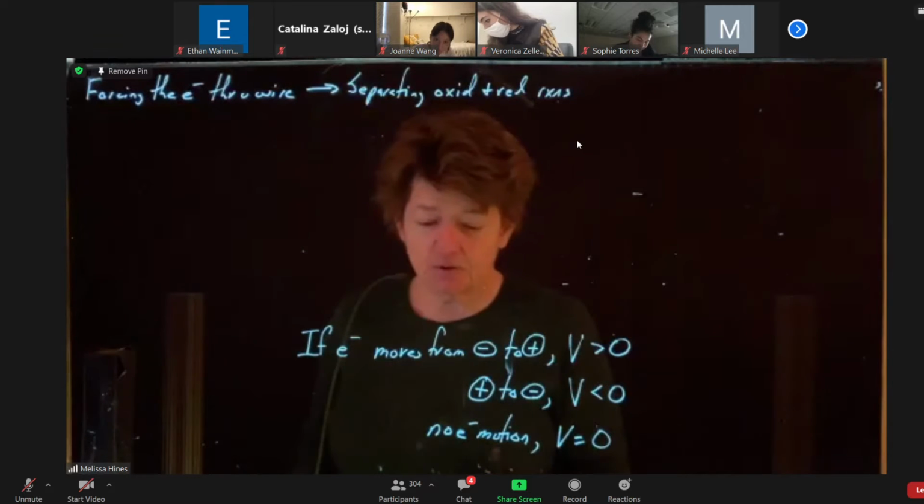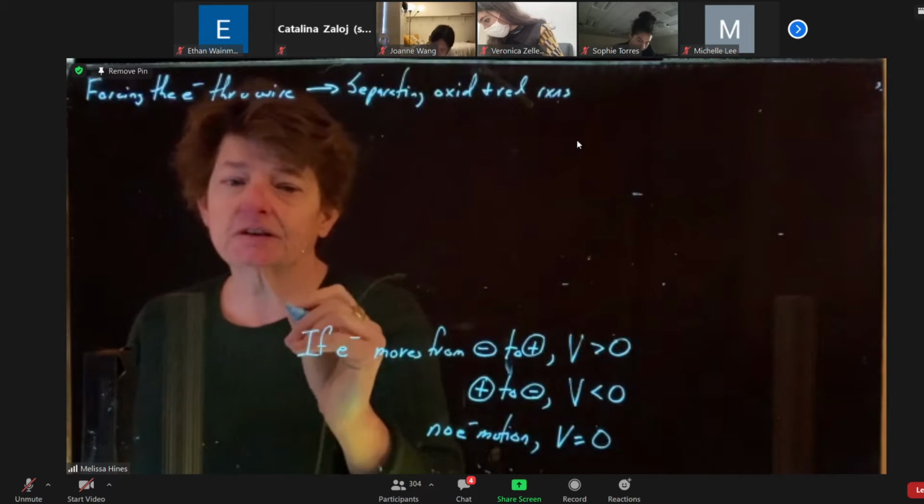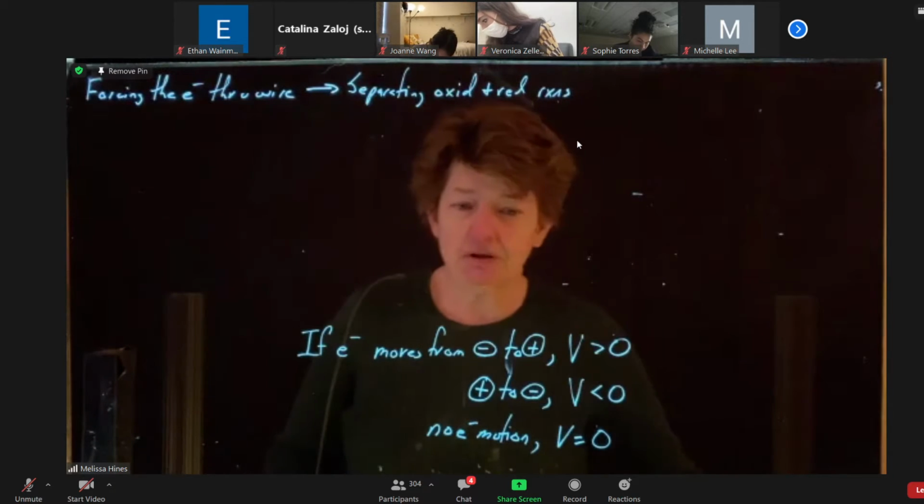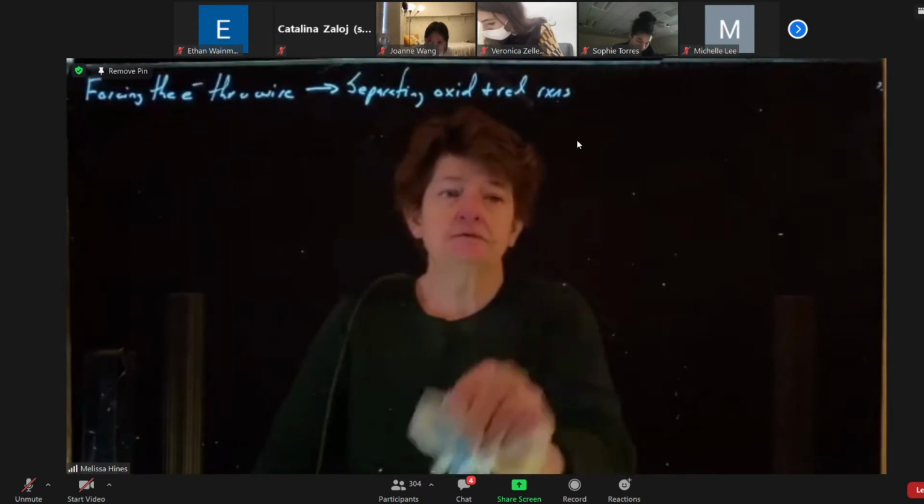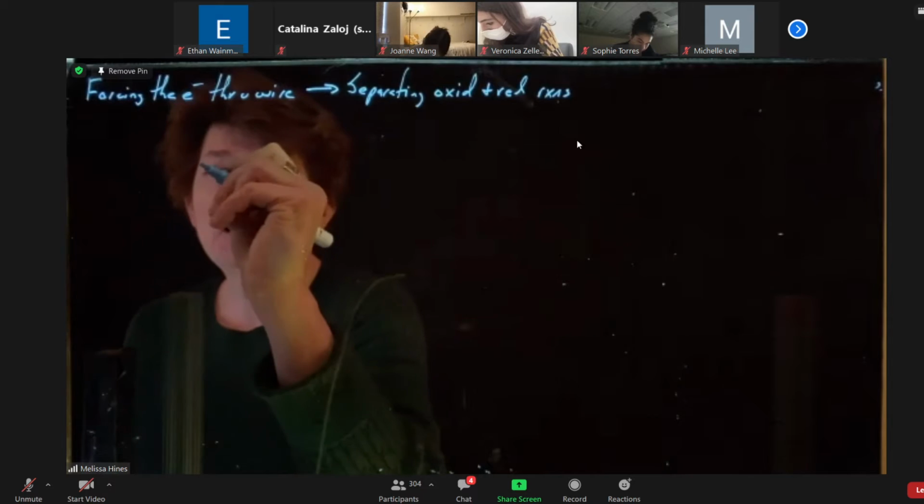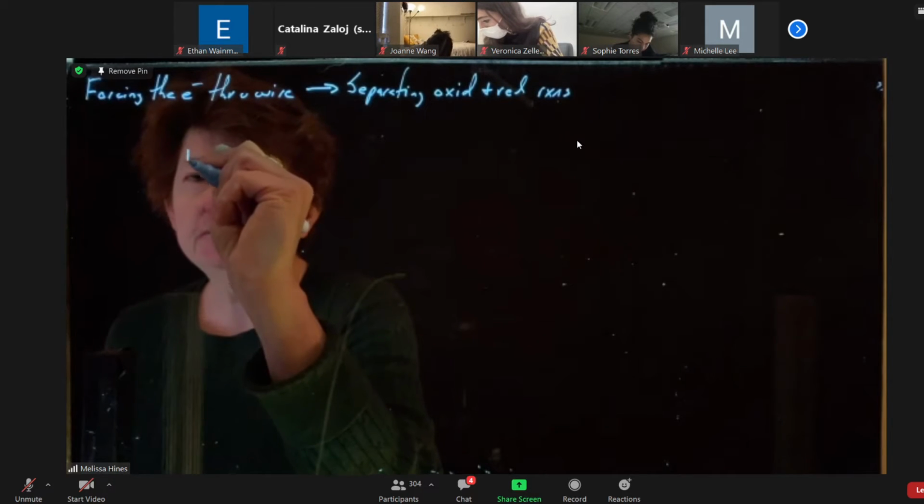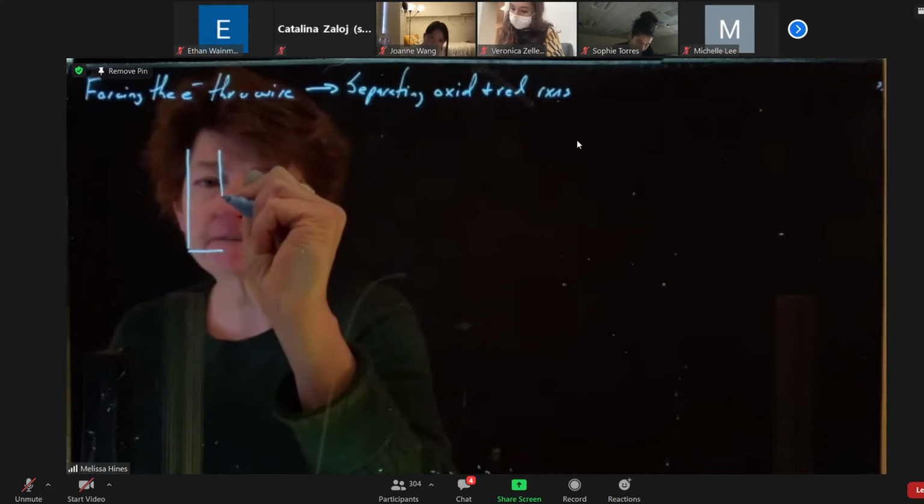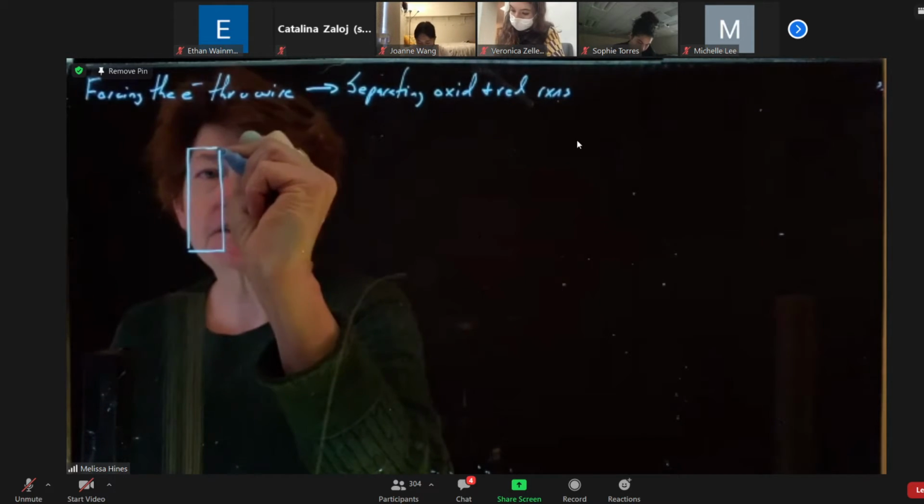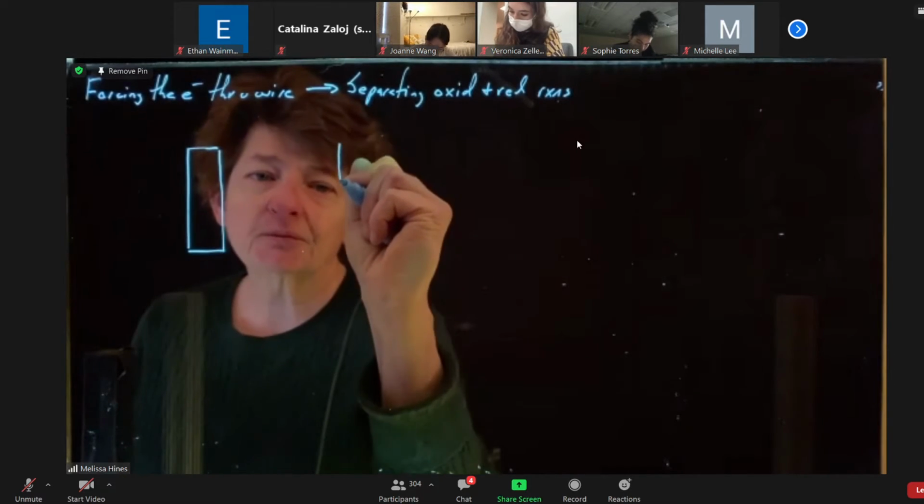Okay, so how are we going to do that? Well, let's start sketching this out. And this is going to be a big sketch. So let's start off with our 2 pieces of metal. So here's one of our pieces of metal. And then we're going to have our other piece of metal.